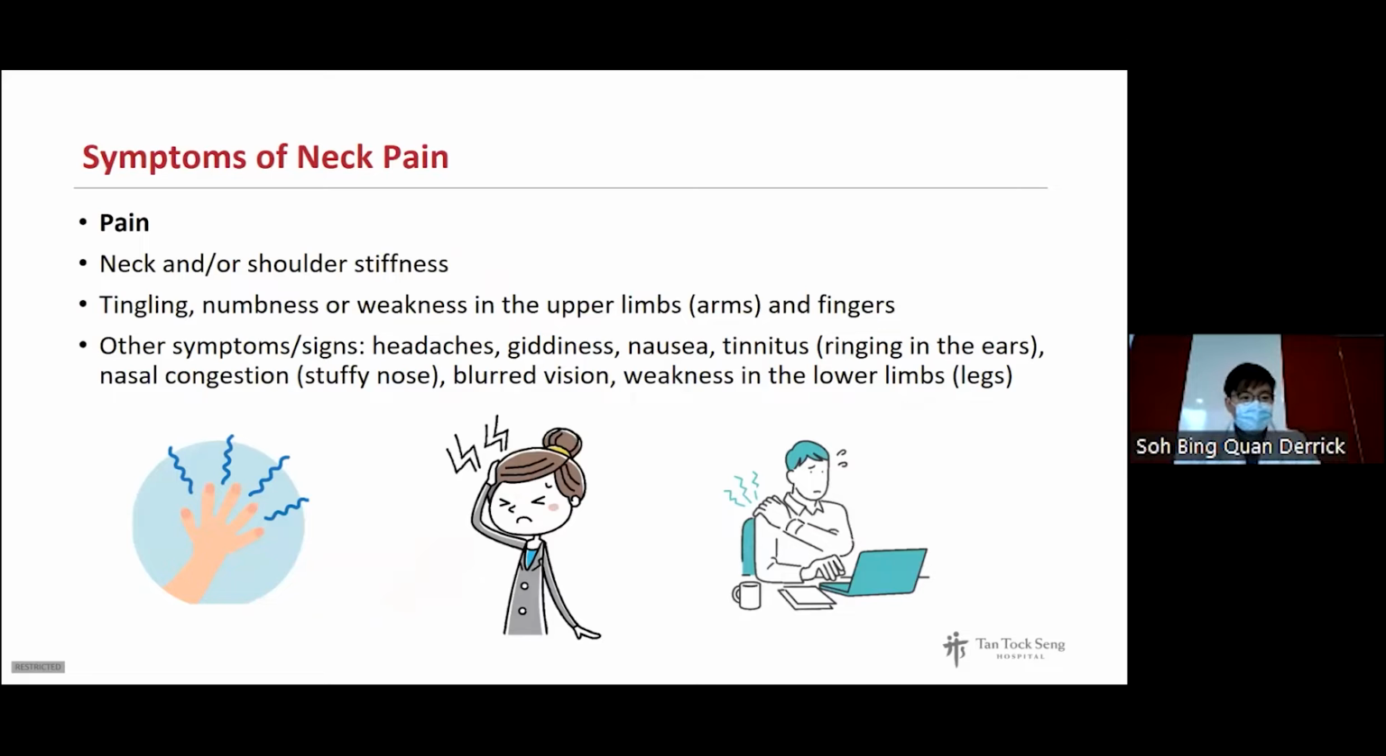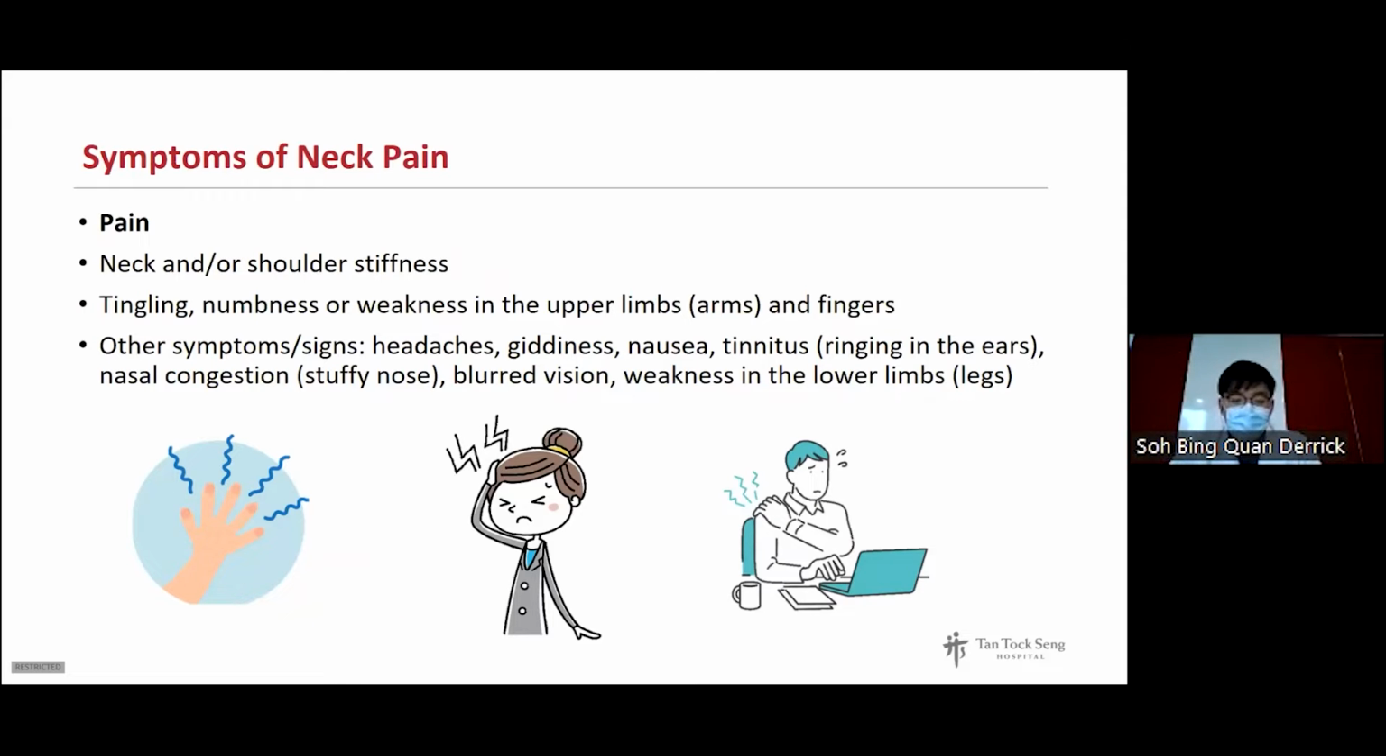Okay, so now let's touch on the symptoms of neck pain. Everybody with neck pain will feel pain, so pain is one of the main symptoms. Other than that, neck and shoulder stiffness, when the muscles are too tight. And if it's affecting the nerve, then you have tingling, you might have numbness, you might have weakness in the upper limbs and fingers.